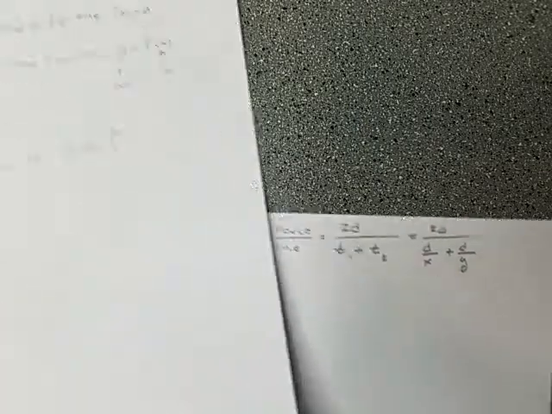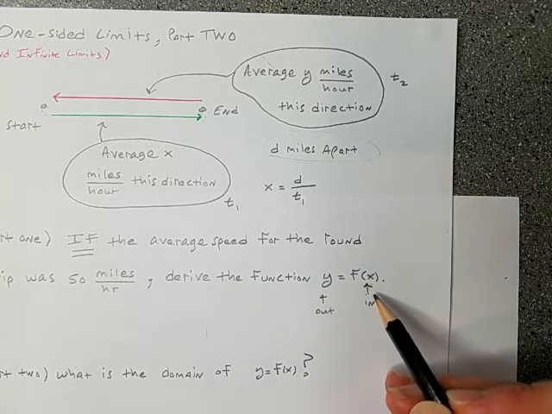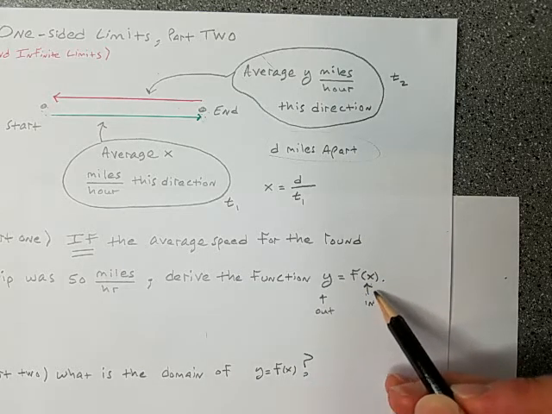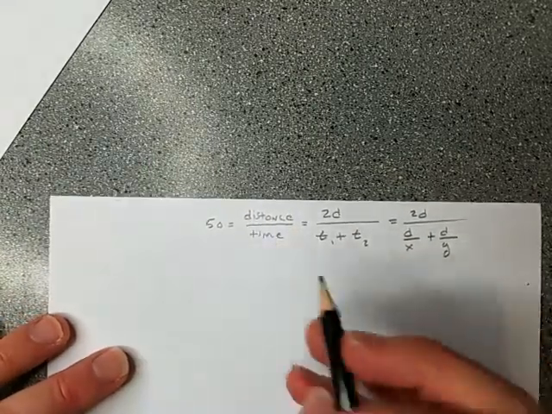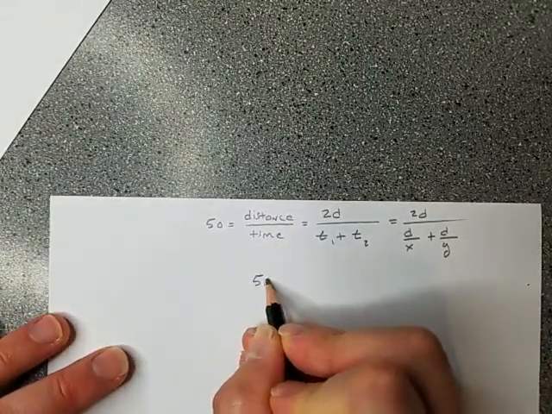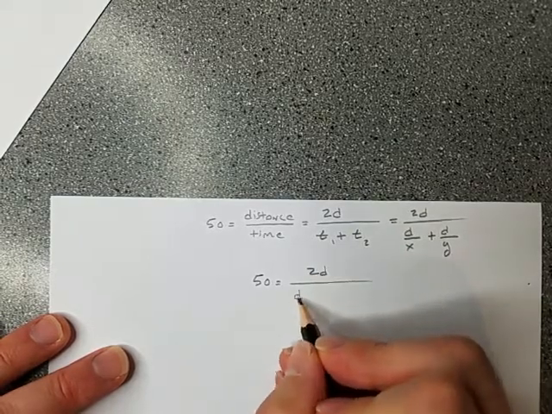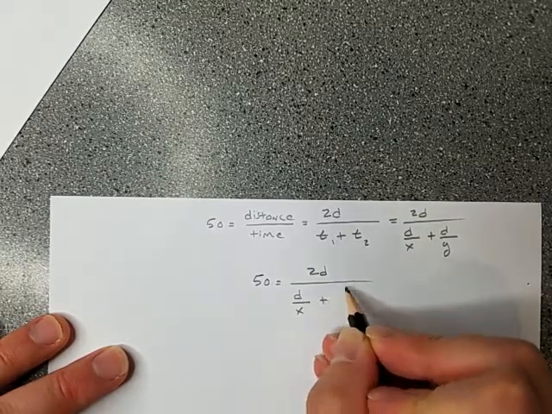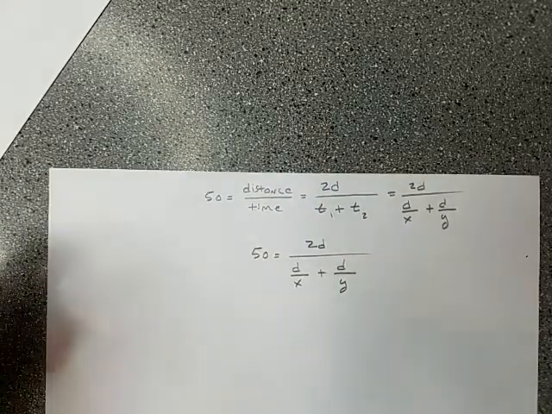Now, I'm trying to get a formula that involves the variables y and x with this specific arrangement that when you plug in the x, you get the y, okay? So I'm headed in the right direction. Let's recopy this. Okay, so I get 2d over d over x plus d over y. That's the operative equation that I have at this point.